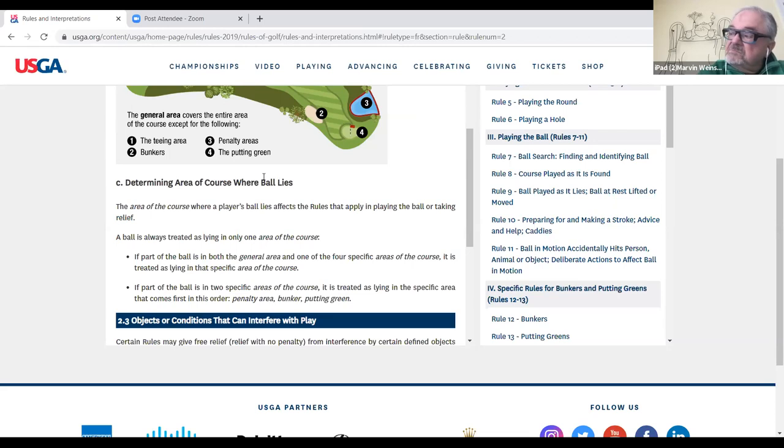Okay, moving along now to another definition. Each of these specific areas have their own rules, so we're not going to go into any great detail, but I want to cover the definitions of them. First one we're going to talk about is penalty area, where relief is allowed with the one penalty stroke attached to it. This is an area where we must be virtually certain that the ball is in there in order to provide relief under this rule, under Rule 17.